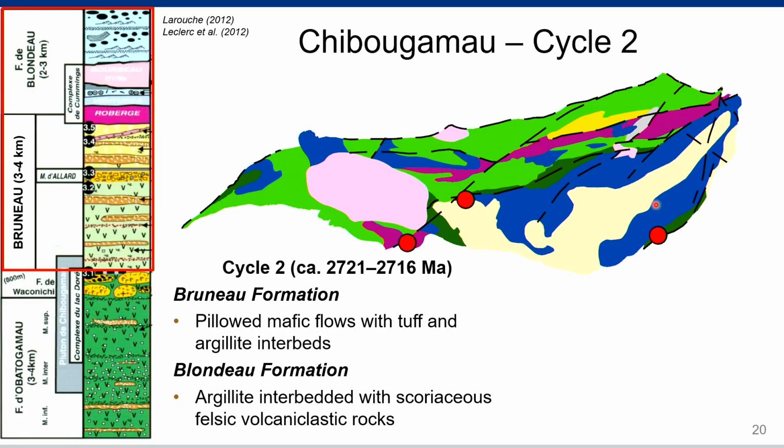Now, the second cycle is really where everything starts to get interesting. There's a small time gap between the two, and then we're into the Bruno and Blondo formations. Now, the Bruno formation is pillowed mafic flows that transition upwards into andesites, and then we have a mixture of volcaniclastic material and argillaceous units. The Blondo formation is really interesting. Here we have argillites interbedded with scoriaceous felsic volcanic rocks.